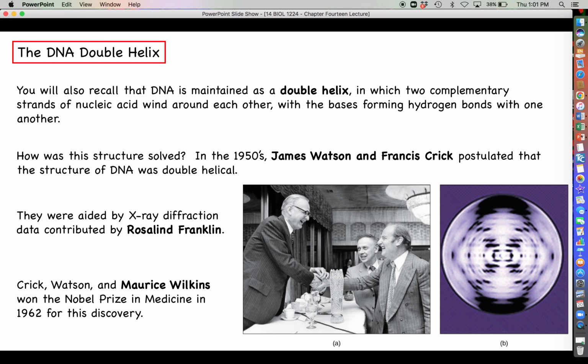Crick, Watson, and Maurice Wilkins, who was the graduate advisor for Rosalind Franklin, won the Nobel Prize in Medicine in 1962. Unfortunately, you may have heard this story before, at the time, I'm not sure if this has changed, the Nobel Prize Committee would not award Nobel Prizes posthumously, and Rosalind Franklin had already died by the time the award was given out, so she could not get the credit that she so richly deserved.